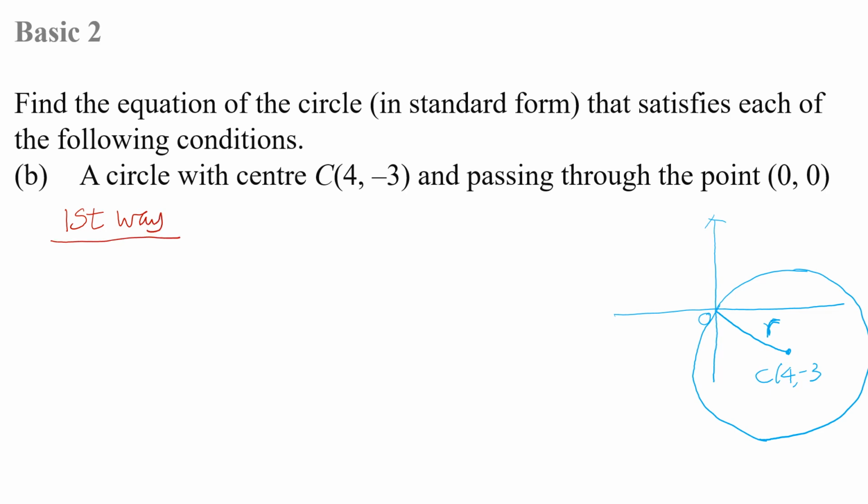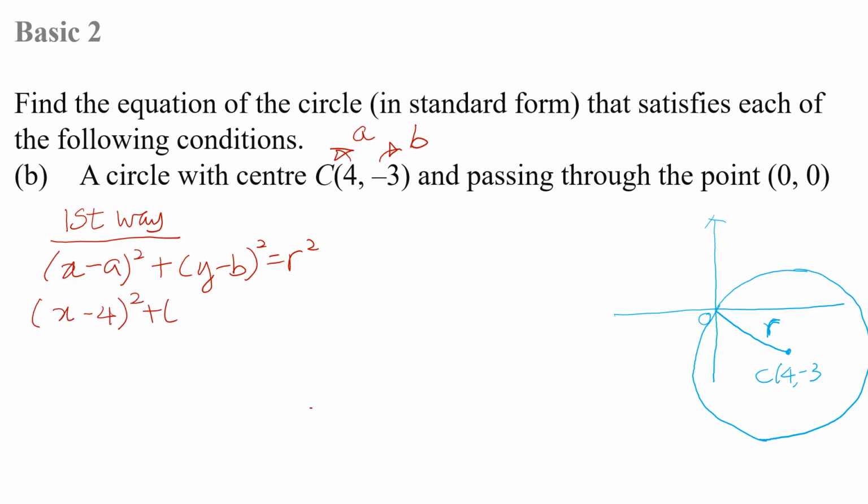is to substitute the value of a to be 4, the value of b to be negative 3 into your equation, which is (x minus a) squared plus (y minus b) squared equals r squared. This equation you have to remember. So that will be (x minus 4) squared plus (y minus (negative 3)) squared equals the radius squared, which you do not know. So we can just leave it alone. Let's simplify further, and this will give you plus 3.